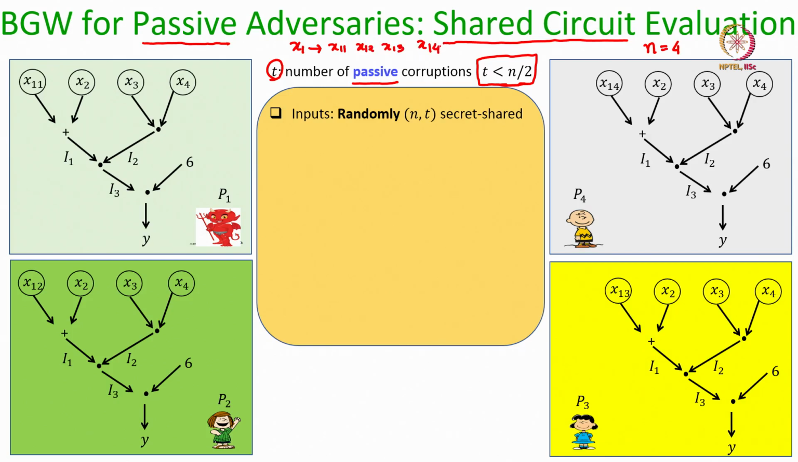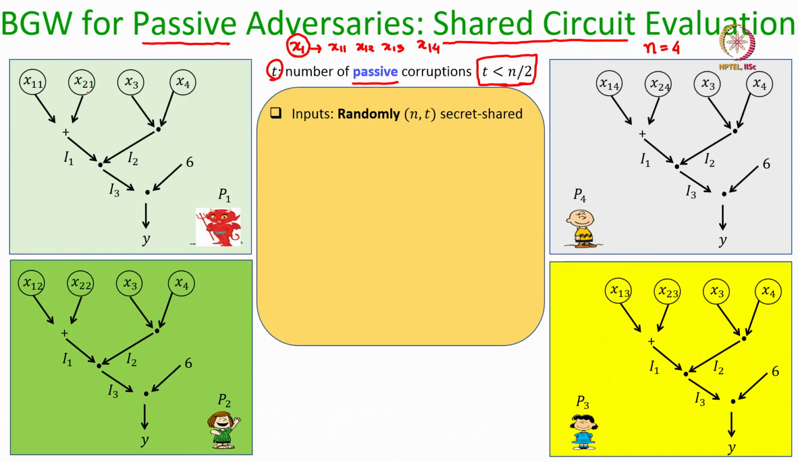These shares are computed by P1 because P1 is the owner of x1. So, it is now not giving the value of x1 to any single party, but rather it is giving a share of x1 to every party, and those shares are computed randomly by running an instance of T out of n secret sharing scheme. In the same way, the second party who owns the input x2 computes 4 shares for its input x2 and provides 1 share to each party.